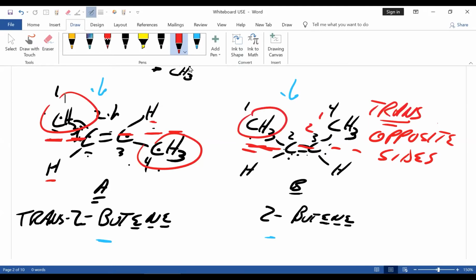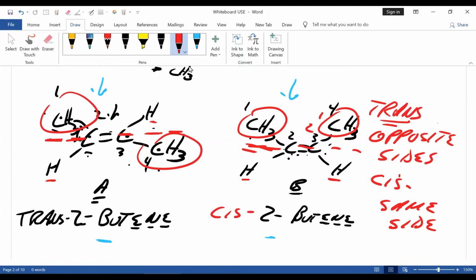Notice these two methyl groups are on the same side of this line, or the hydrogens are on the same side. And that's called cis. And therefore, this would be cis-2-butene. So, opposite side, trans; same side, cis.